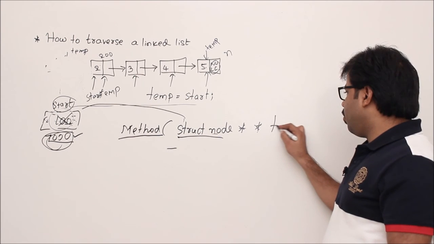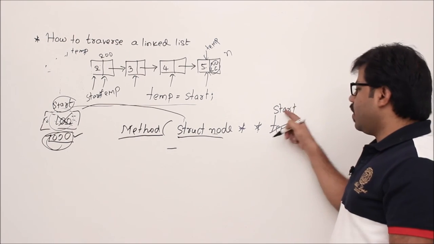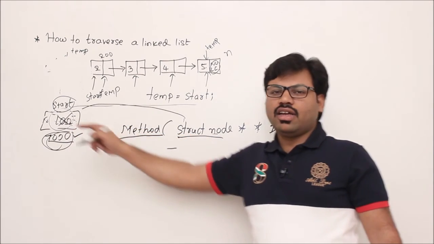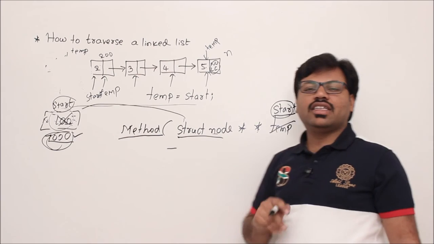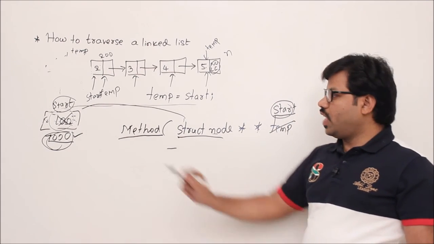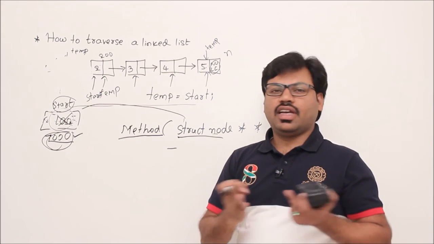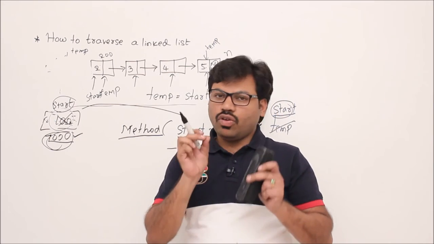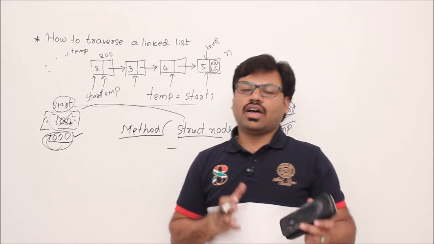And anything like temp. Generally we don't write temp, we write start so that it resembles start. So whenever I take double star start, my intention is very clear. I am going to change the content of start. For example, insert in front. In that we did it already. If you know this clarity, then you can always decide whether it is a double pointer or a single pointer.